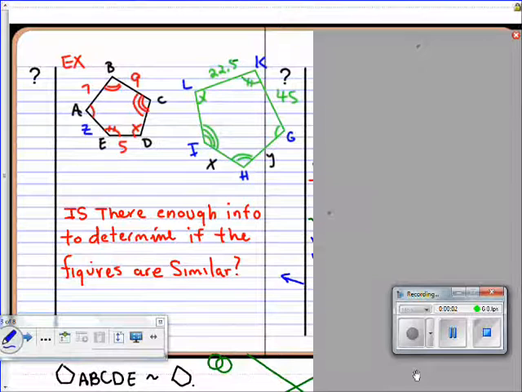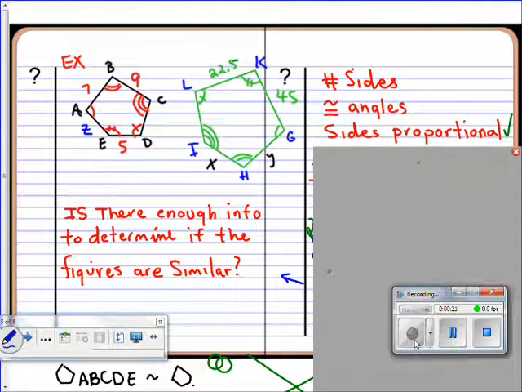Okay, so let's take a look at this next problem. This next problem is looking at two shapes, and the question down below says, is there enough information to determine if the figures are similar? And so what we would do is remember that there's basically three main ideas to determine if shapes are similar.